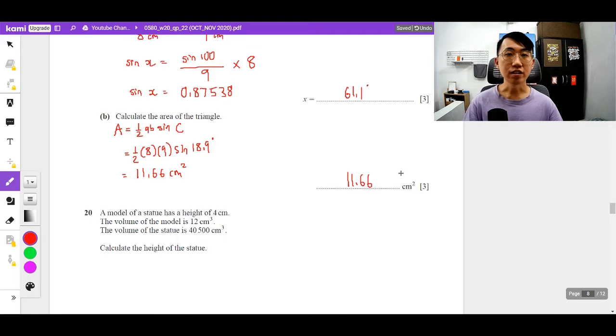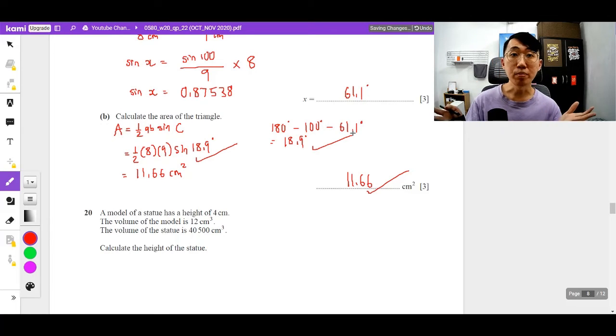11.66. Alright, so sometimes when you finish doing your working and you want to check your final answer, right? You can see it's a 3 marks question. I have 1 mark here. I have another mark here for the working, but sometimes you're missing another mark. I actually didn't show the working for how I arrived at 18.9. See that? So I need to show how I get 18.9: 180 degrees minus 100 minus 61.1. Well, I was doing this in the calculator, but I never showed it, right? So you need to show this to get 18.9. This way, you are definitely safe and you can get all 3 marks, right?